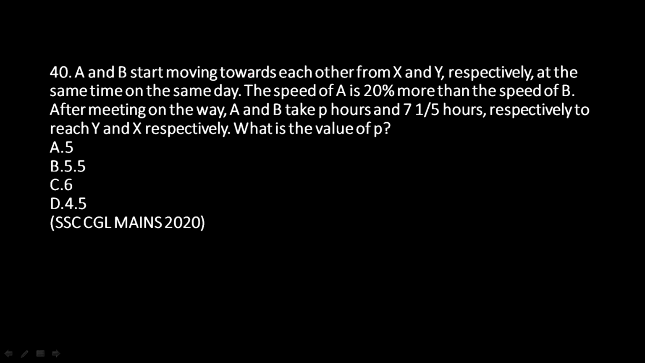A and B are moving towards each other from x and y respectively at the same time on the same day. The speed of A is 20% more than the speed of B. After meeting on the way, A and B take P hours and 7 1/5 hours respectively to reach y and x. What is the value of P?